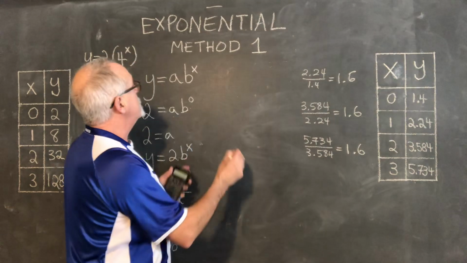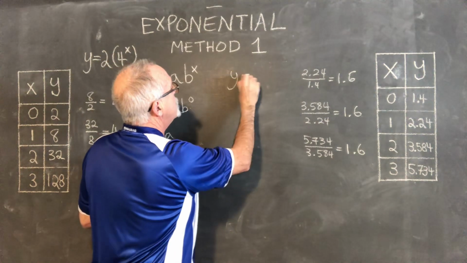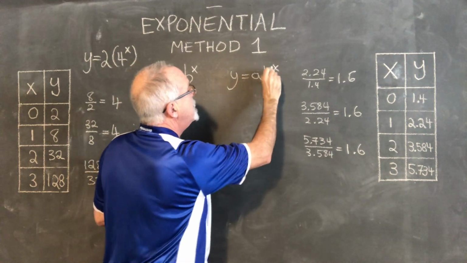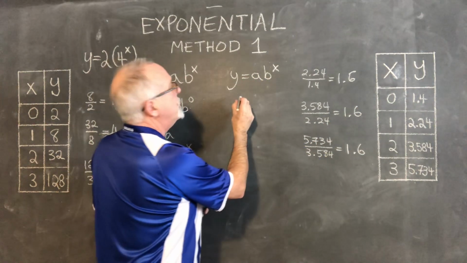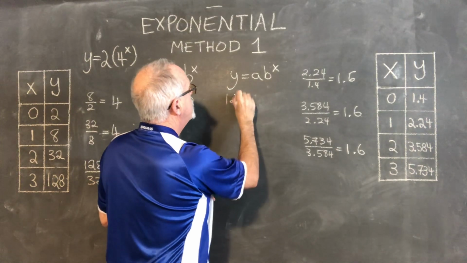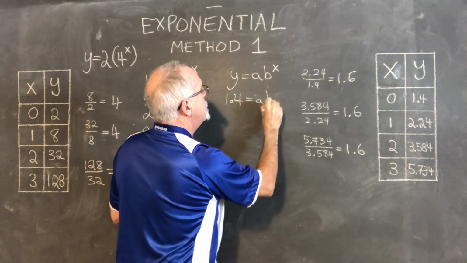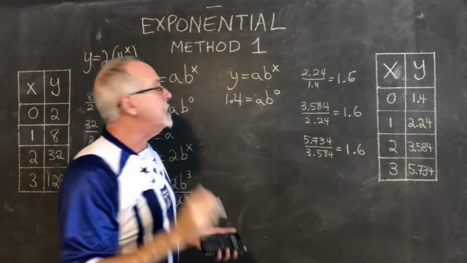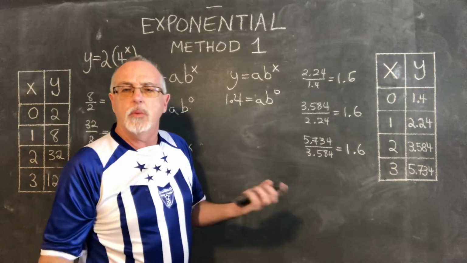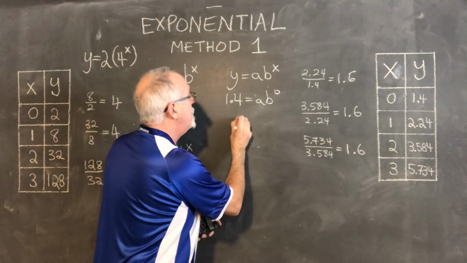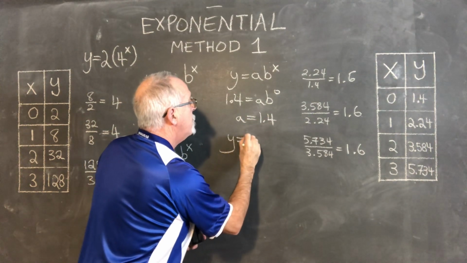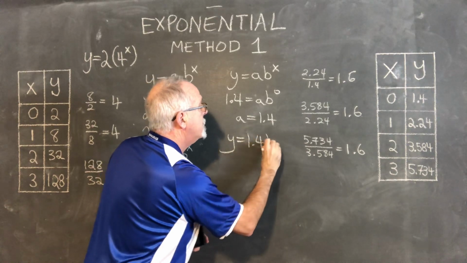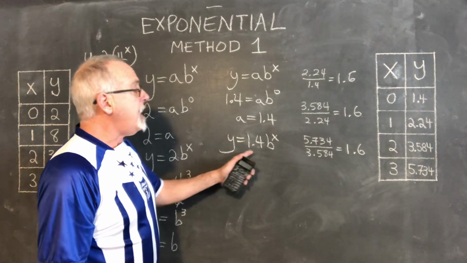So I'm doing the exact same process. The form is y equals a times b to the x. I'm going to plug in the point where x is equal to 0, and when I do that, 1.4 is equal to a times b to the 0, but of course b to the 0 is equal to 1, so this means 1.4 equals 1a, or 1.4 is equal to a. I know that a is therefore 1.4.